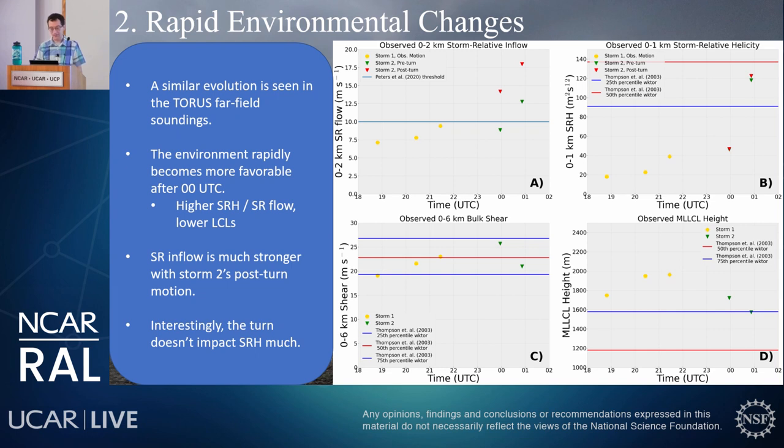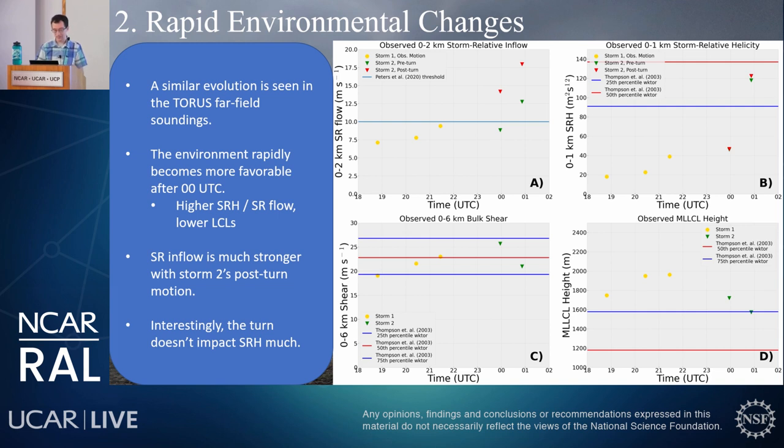So this is another way of looking at that from the actual TORUS soundings that we observed, comparing that to the RAP observations from the previous plots here. If you look at these plots, the yellow dots are Storm 1 with Storm 1's observed motion. The green triangles are Storm 2, and that's its motion prior to its sharp right turn that we'll talk about next. And this is Storm 2's parameters calculated with its motion post its sharp turn that we'll talk about soon.